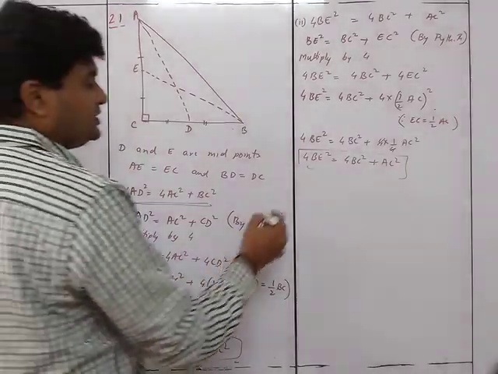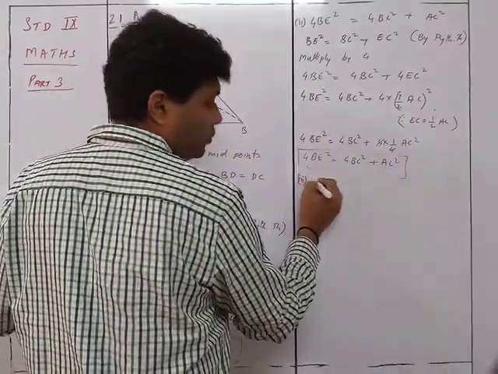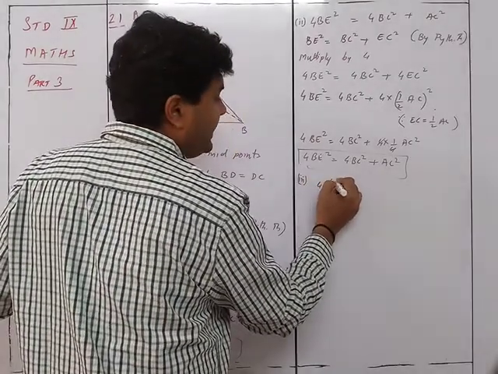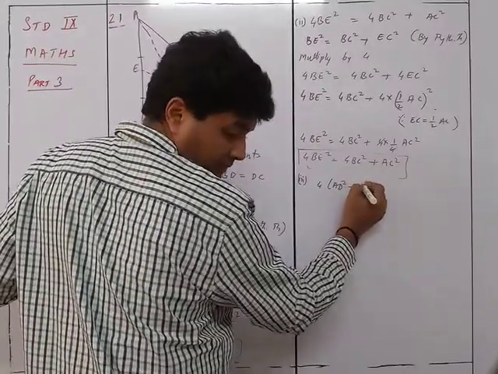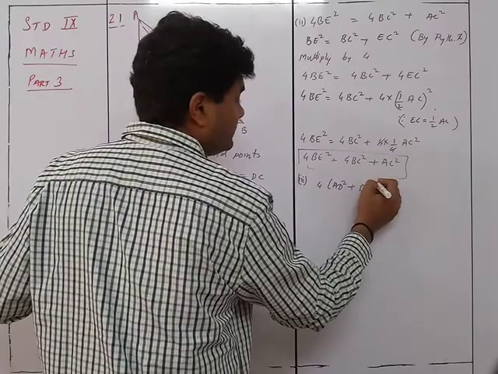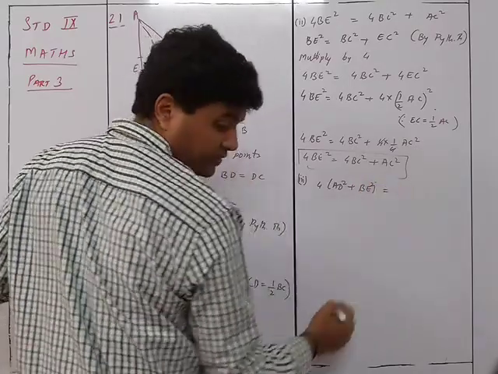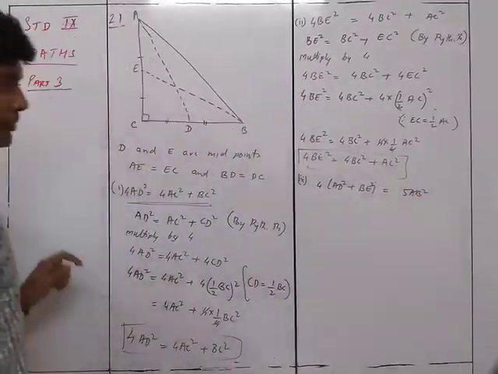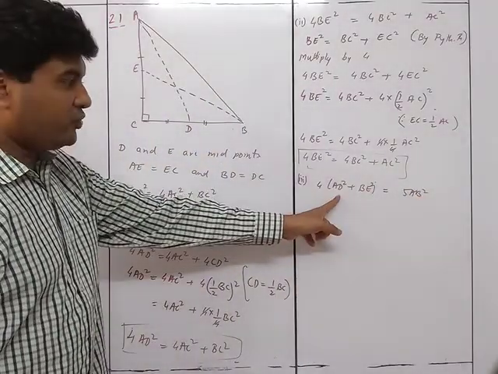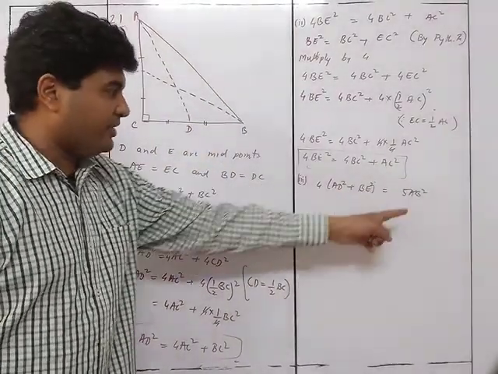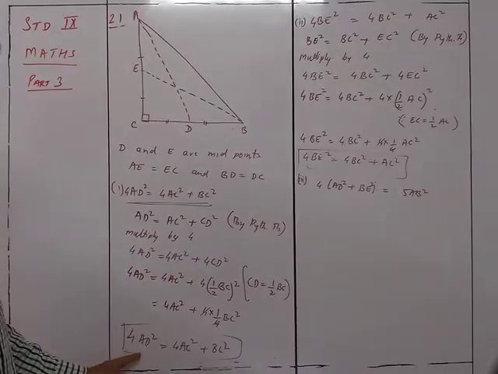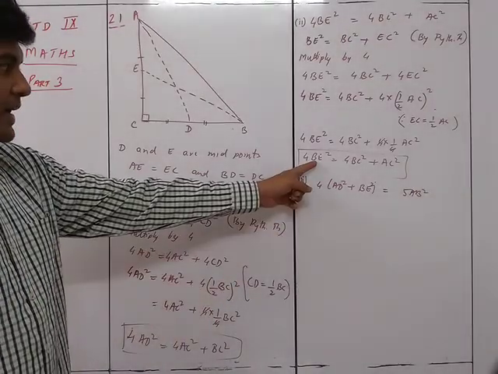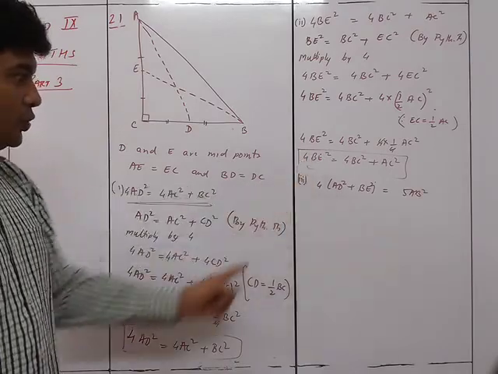So the third one, I need to prove that 4AD square plus 4BE square is equal to 5AB square. 4AD square I know, 4BE square I know. So if I add the two, what will I get?